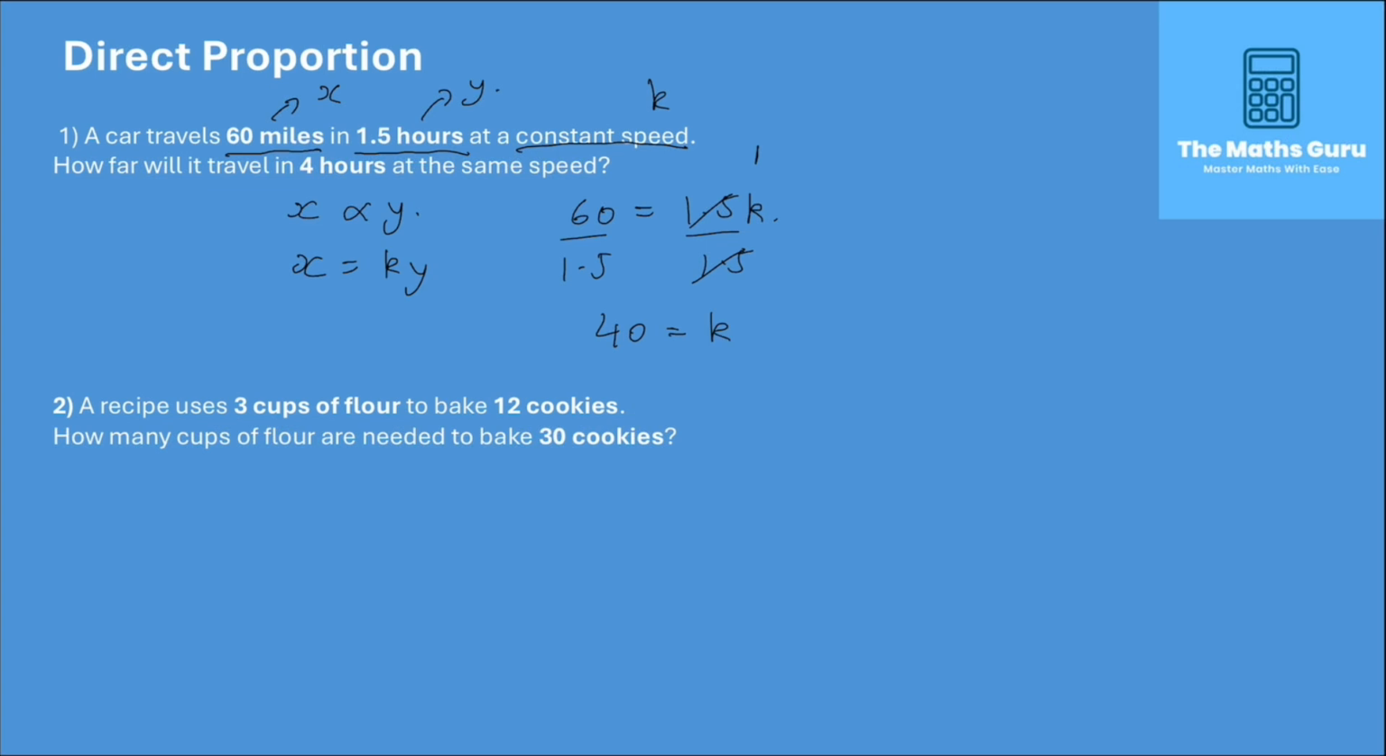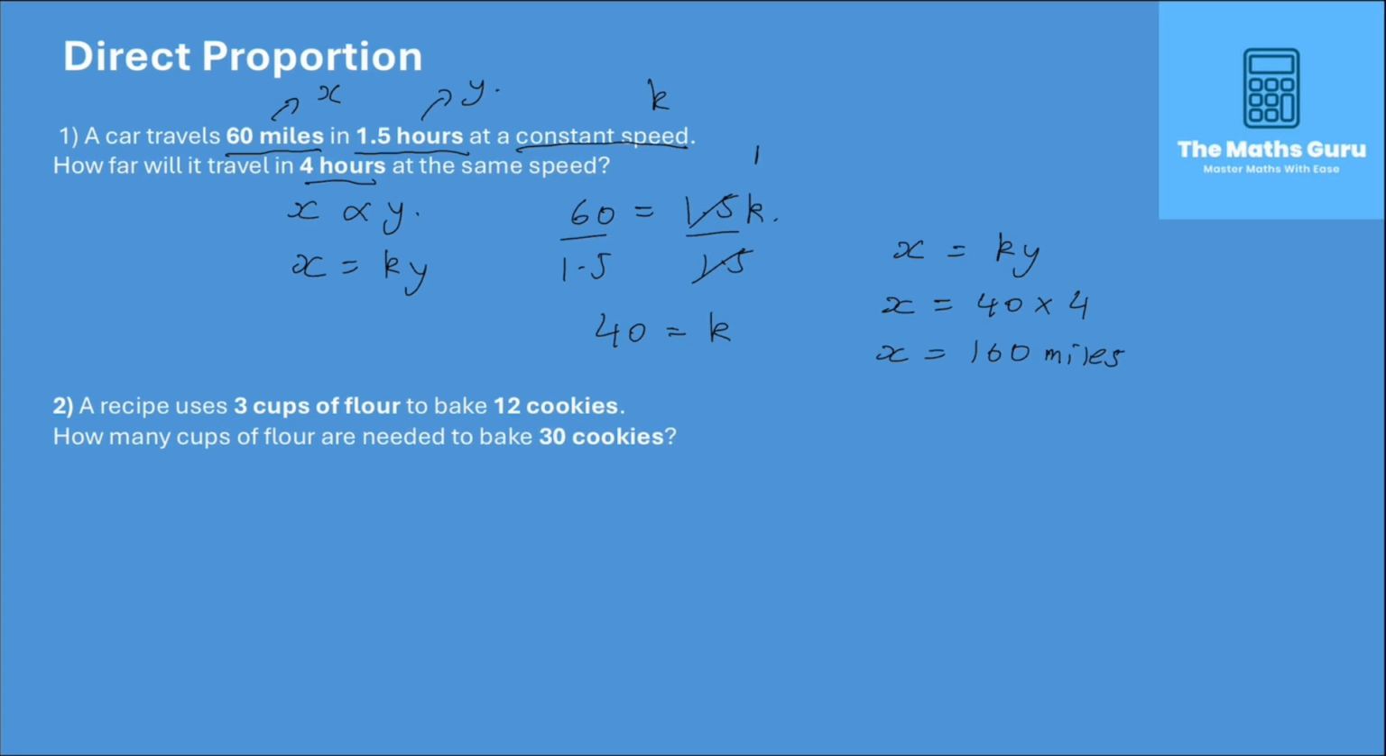Now, setting up the new equation, we have that the new y is 4 hours. So x is equal to ky, and in this case our k is 40 times our new y, which is 4. So we know that in 4 hours, if they would travel at the same speed, because they're directly proportional, x will be 160 miles.